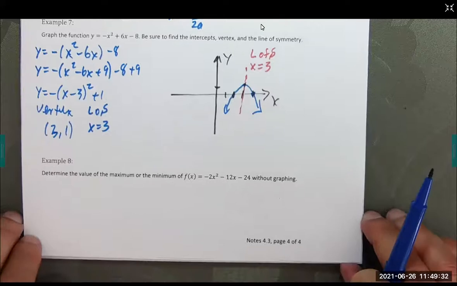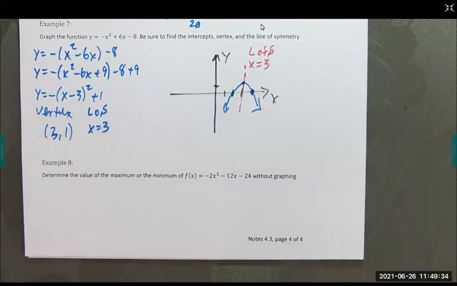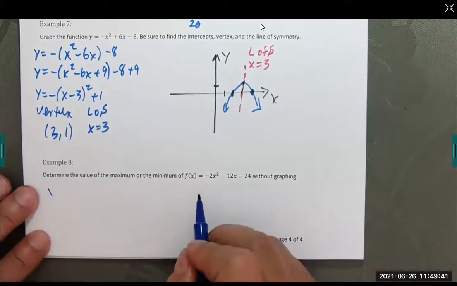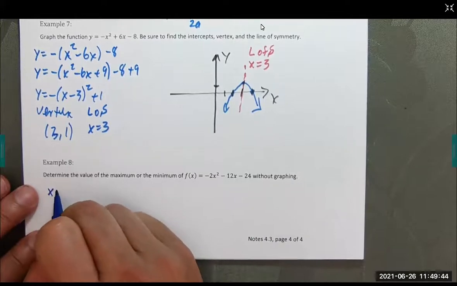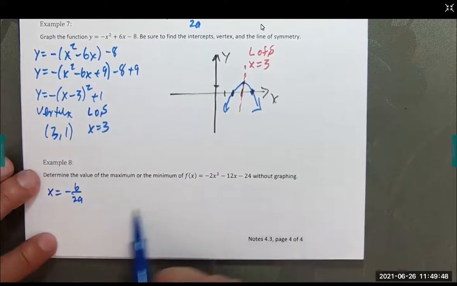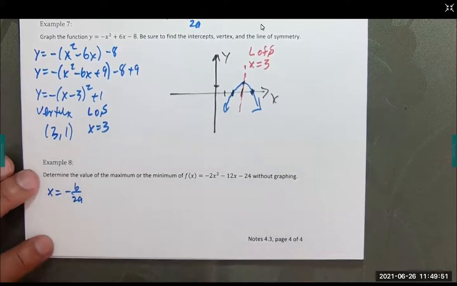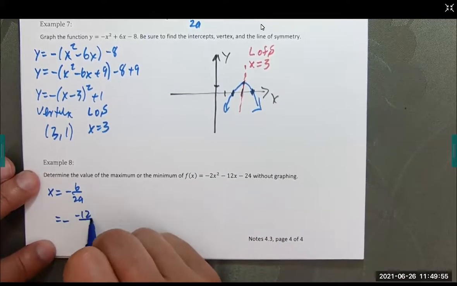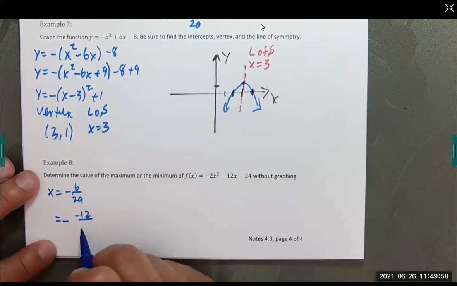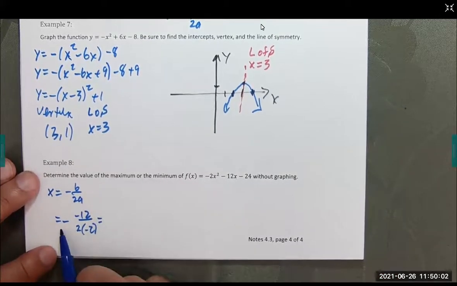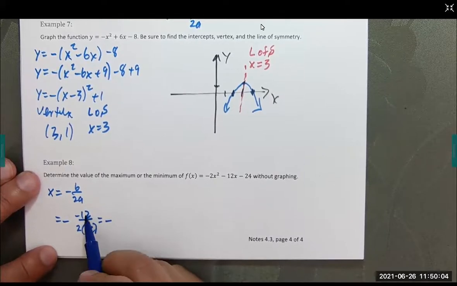Determine the maximum or the minimum of this without graphing. Well, we haven't used that other formula, so let's use this one. I could complete the square and put it into that form, but I'm going to use this one to find the x-coordinate. And actually what I'm going to do after I find that is dump that into there. So b in this case is -12. So -12 over 2 times a. A in this case is -2. So I have 3 negatives, so that means overall it's going to be negative, and that's 12 divided by 4, which is 3.